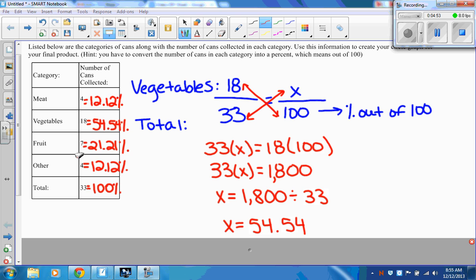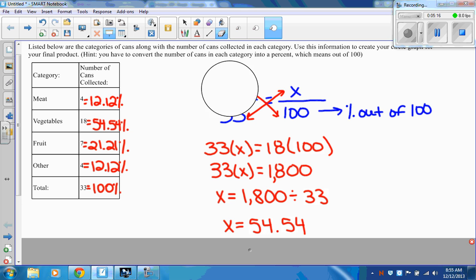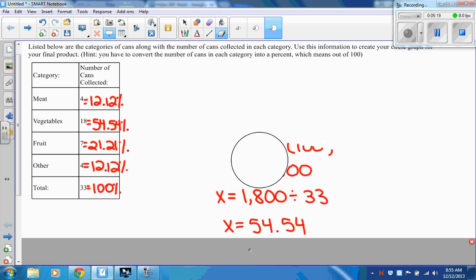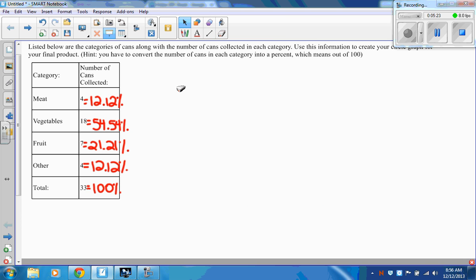All right, so if you got 21.21% for fruit, you are correct. If you got 12.12%, you are correct. Now, the last thing that we need to talk about before we create our circle graph is we have to round these percentages to the nearest whole number and make sure that we have 100% because the circle graph has to be 100% total when you make it.